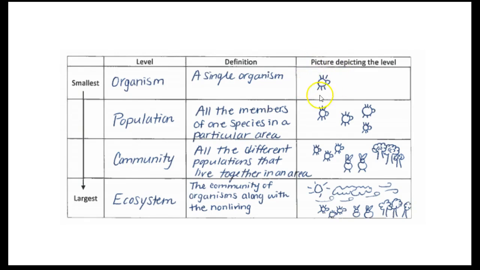So if we look over here, we have our little spider. And here we have all different spiders, but they're all the same. A community is all the different populations that live together in an area. So here we have spiders living with rabbits, living with trees. That's our community. And an ecosystem is the community of organisms along with the non-living. So it's all of it. We have the sun, the clouds, the rain, the wind, and those are your non-living things. And then you have your spiders, your rabbits, and your trees, which are the living things. So organism, population, community, ecosystem. OPCE.